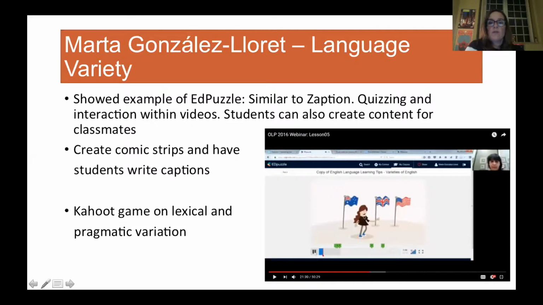So they're creating with the language, and then you have that student output for student input, which was one of our topics, but we did not have a presenter on. So the Kahoot game, also on lexical and pragmatic variation, was another example of how to simply expose students to those different types of languages.